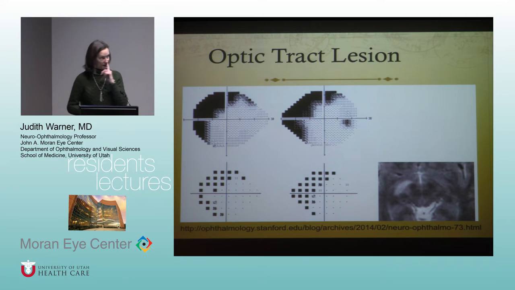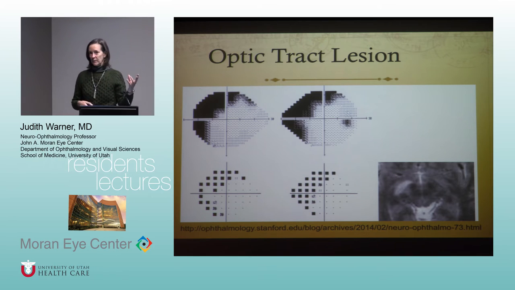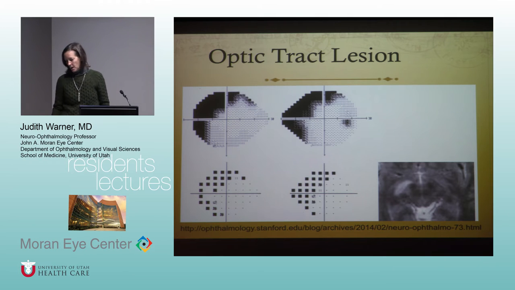I personally think of it a little bit more in a mechanistic way. So if you have a left hemianopia, you have a bigger left visual field than right visual field, and therefore there are going to be more pupillary fibers represented in that bigger visual field, and therefore the defect will be in your left relative afferent pupillary defect from a left visual field defect from the right tract.